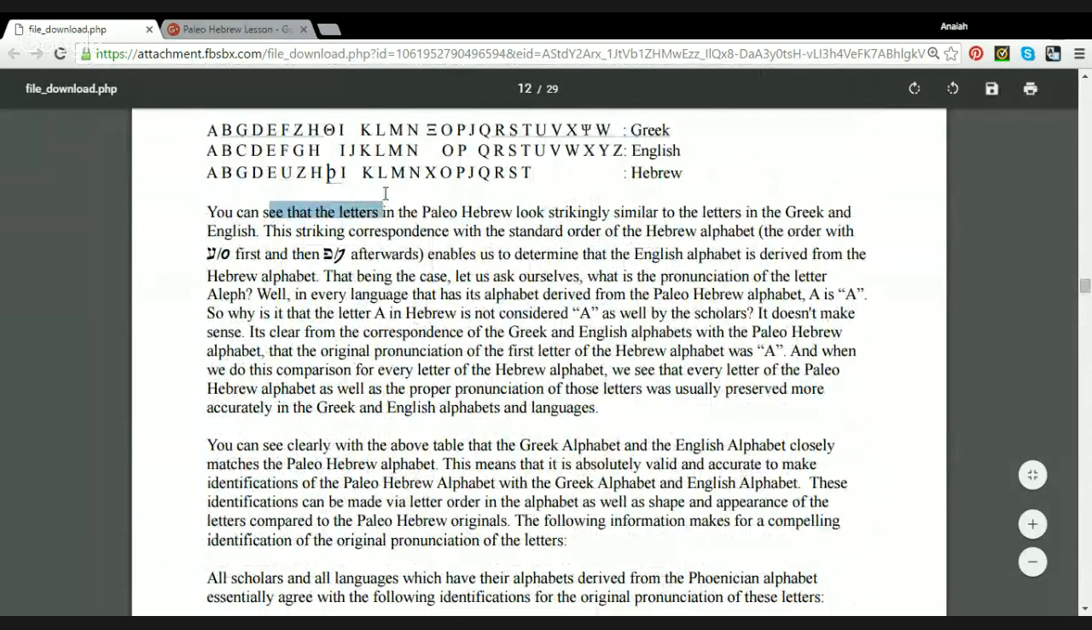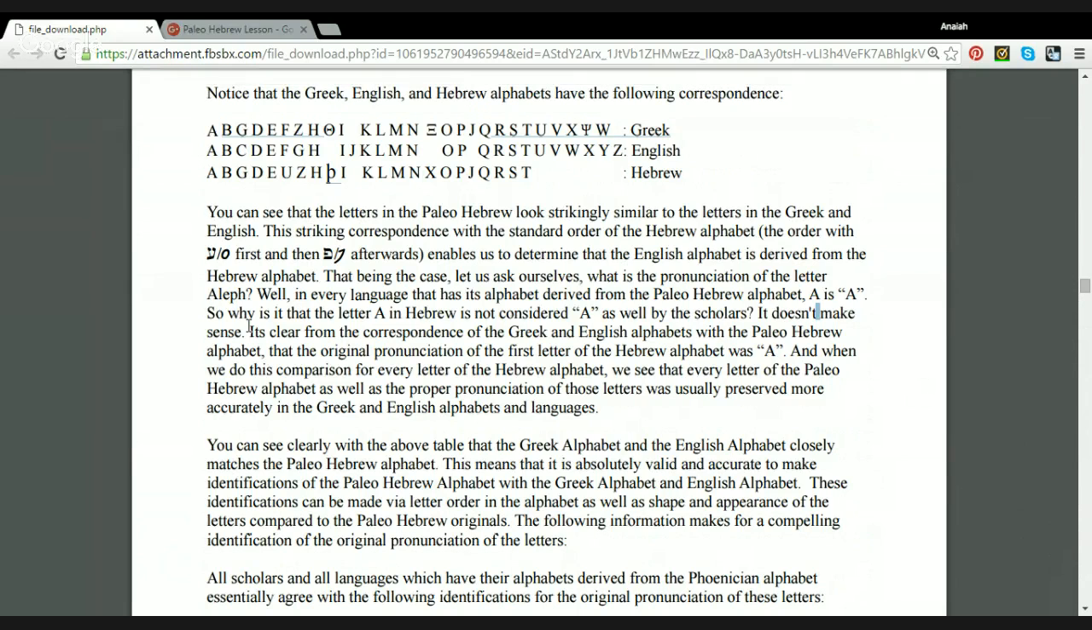So I say you can see that the letters in the Paleo-Hebrew look strikingly similar to the letters in the Greek and English. The striking correspondence with the standard order of the Hebrew alphabet, the order with O first and then P afterwards, enables us to determine that the English alphabet is derived from the Hebrew alphabet. That being the case, let's ask ourselves, what is the pronunciation of the letter Aleph? Well, in every language that has its alphabet derived from the Paleo-Hebrew alphabet, A is A. So why is it that the letter A in Hebrew is not considered A as well by the scholars? It doesn't make sense. It's clear from the correspondence of the Greek and English alphabets with the Paleo-Hebrew alphabet that the original pronunciation of the first letter of the Hebrew alphabet was A.